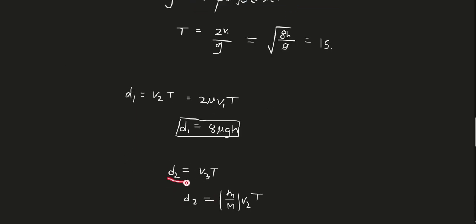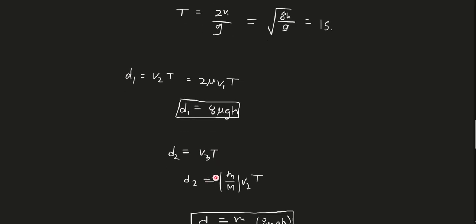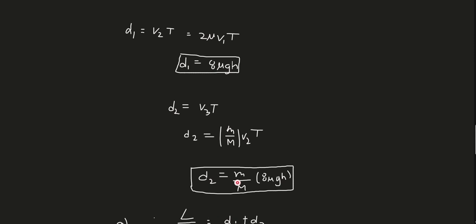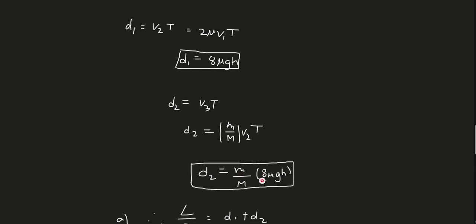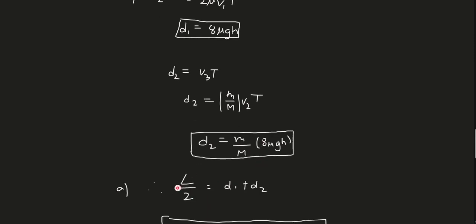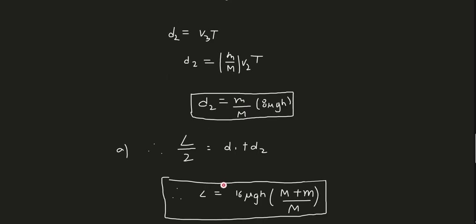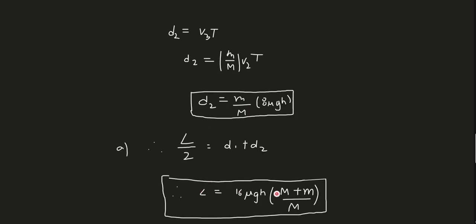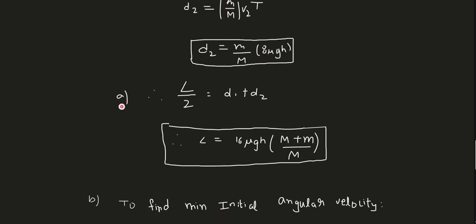So the cart moved distance d2. For finding d2, we just multiplied v3 times t. After substituting the values of v3 and time of flight, we get d2 equals small m upon capital M times 8 mu gh. So we are just equating L by 2 equals d1 plus d2. From this we can find L equals 16 mu g h times small m plus capital M upon capital M. So we have successfully found the answer of the first part.